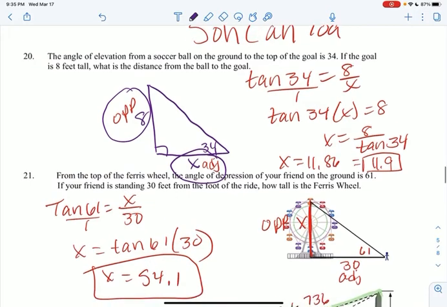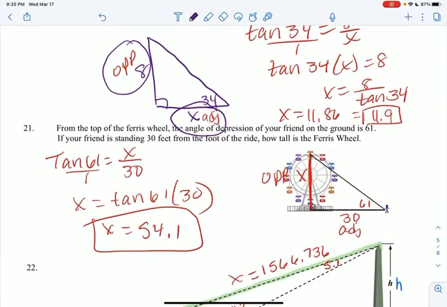Number 21, I have a Ferris wheel, and the angle of depression is technically outside of the triangle. But remember, we mentioned if they're alternate interior angles, I can just put it in the bottom corner where the angle of elevation also goes.